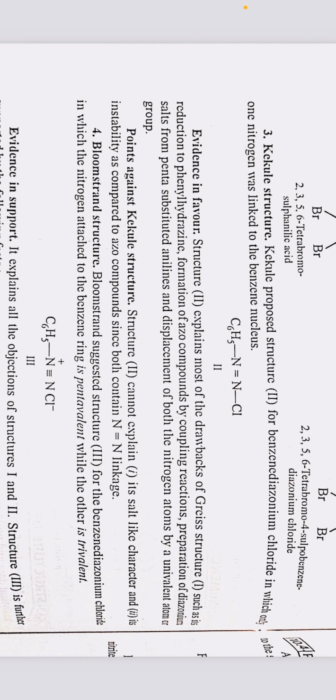Kekulé structure. Kekulé proposed the structure for benzene diazonium chloride in which only one nitrogen was linked to the benzene nucleus. Evidence in favor: this structure explains most of the drawbacks of Griess structure, such as its reduction to phenylhydrazine, formation of azo compounds by the coupling reaction, preparation of diazonium salt from penta substituted anilines, and displacement of both the nitrogen atoms by a univalent atom or group. Points against Kekulé structure: the structure does not explain the salt-like character and its instability as compared to azo compounds, since both contain N=N double bond linkage.